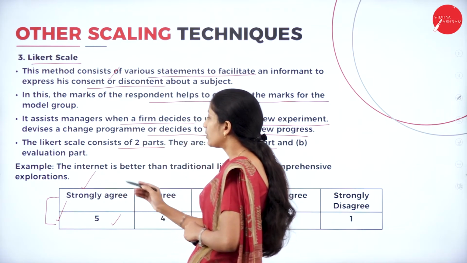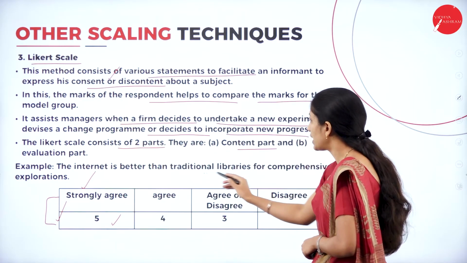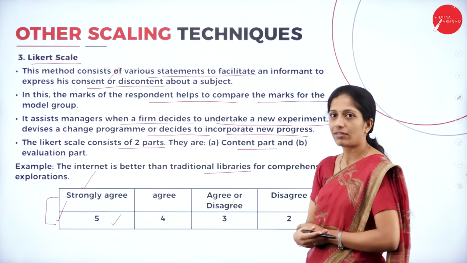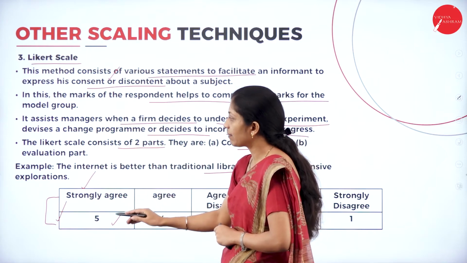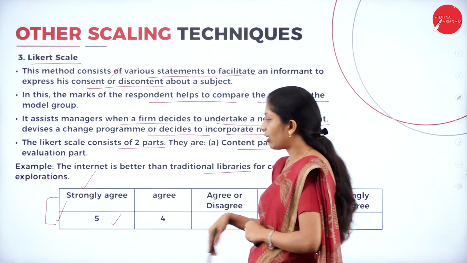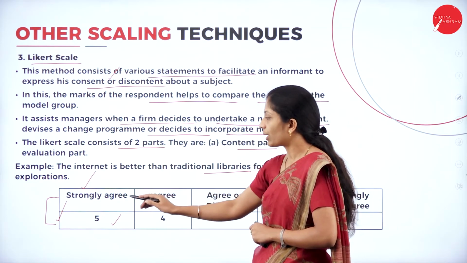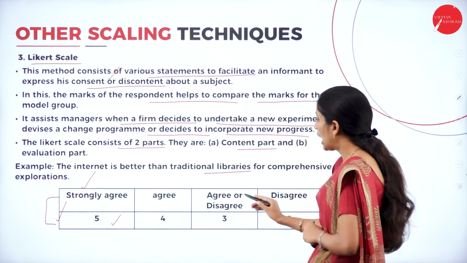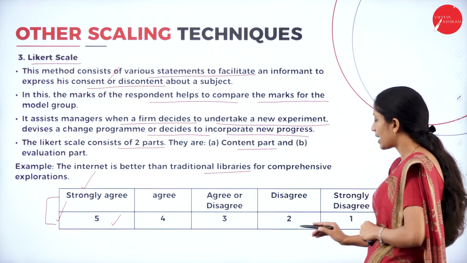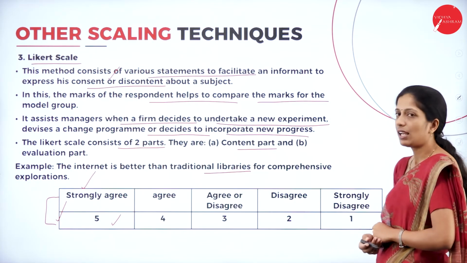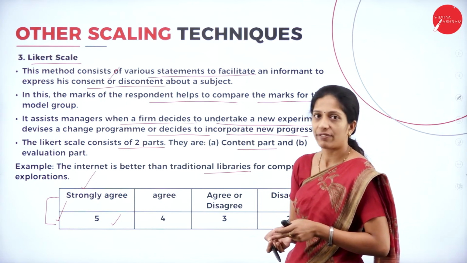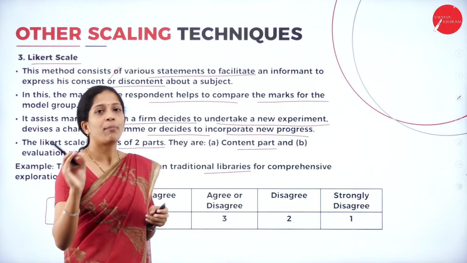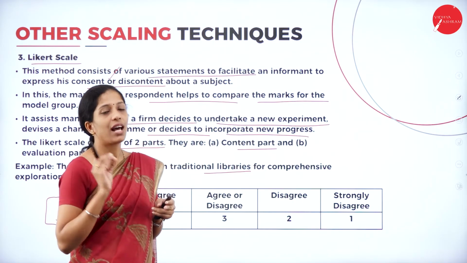For example, the internet is better than traditional libraries for comprehensive explorations. Now how have they given it? This is the content part and this one is the evaluation part. Now how are they going to evaluate? Strongly agree, so the number given is 5. Agree 4, agree or disagree 3, disagree 2, strongly disagree 1. So based on the opinion of the respondents, a number is given, which is called the evaluation part.